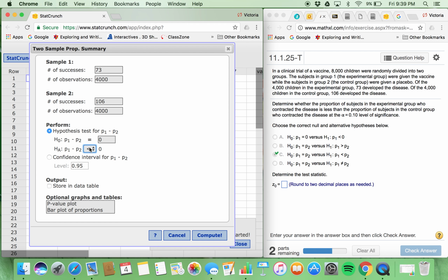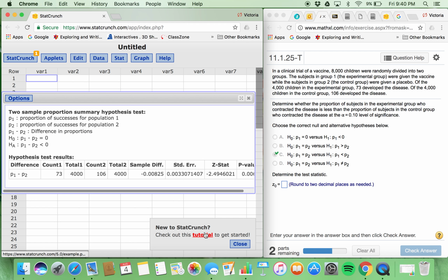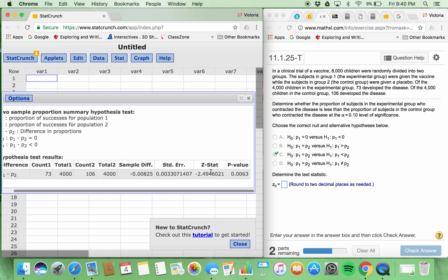So now all I have to do is click compute, and it's going to give me all of my information. So I have the different counts, I have my sample difference, I have my standard error, and then here are my z-stat and my p-value. So I hope that makes your life a whole lot easier for these problems.